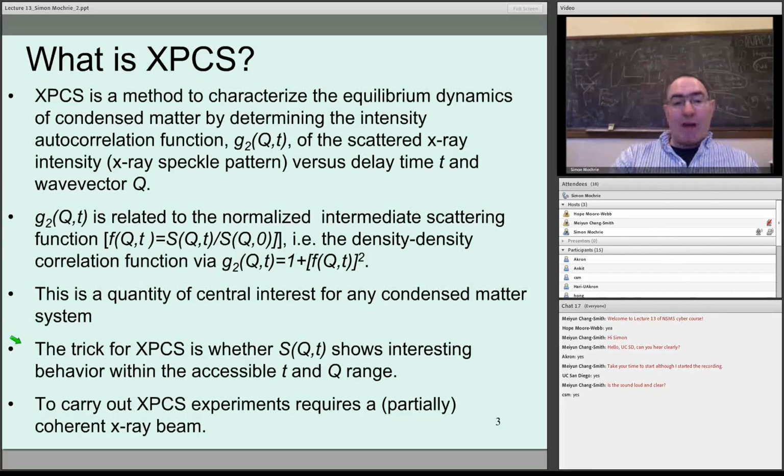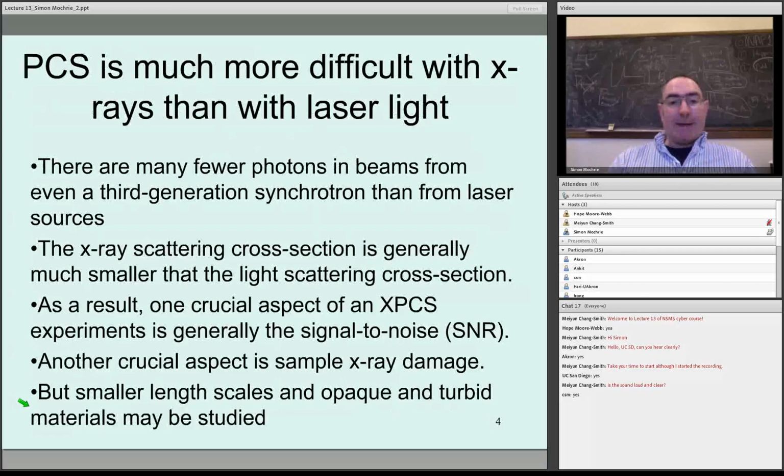So as I've stressed, to carry out XPCS experiments requires a partially coherent X-ray beam, and so I guess the next thing I want to do is talk a little bit about that aspect of things. So the problem is that there are many fewer X-ray photons in beams from even third generation synchrotrons than from laser sources, and so that's one issue.